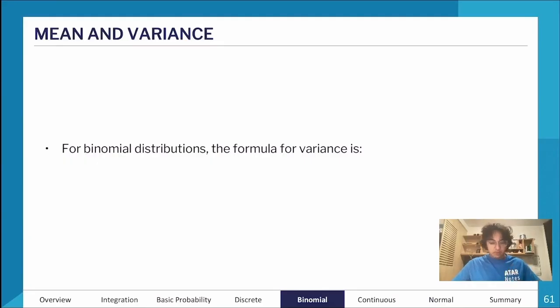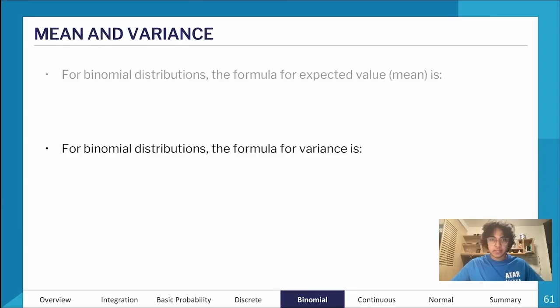Okay, so the binomial distribution has a different formula for mean and variance. And so this is as follows. For the mean, it's just the number of trials times the probability of that trial, which is quite nice, right? It makes sense if you think about flipping a coin as well, right? The probability of flipping tails is 0.5.